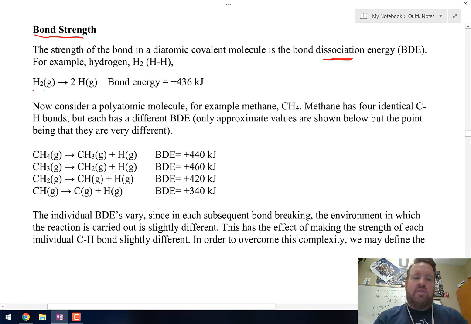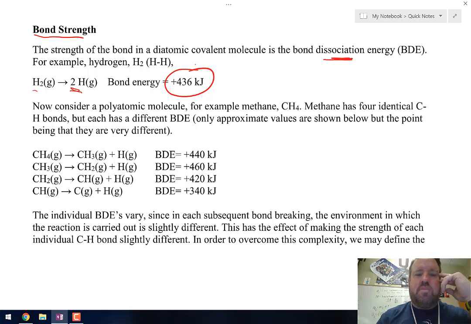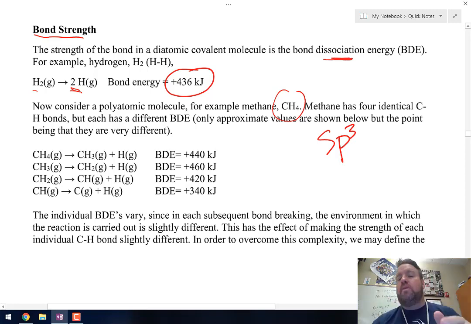So for H2 to become 2 hydrogen atoms, to break that single bond between the hydrogen atoms, it takes 436 kilojoules of energy. Now let's consider a polyatomic molecule such as methane. Methane has 4 identical carbon-hydrogen bonds. We know that it is sp3 hybridized, so every single bond is equal in its energy, but they each have a different bond dissociation energy.